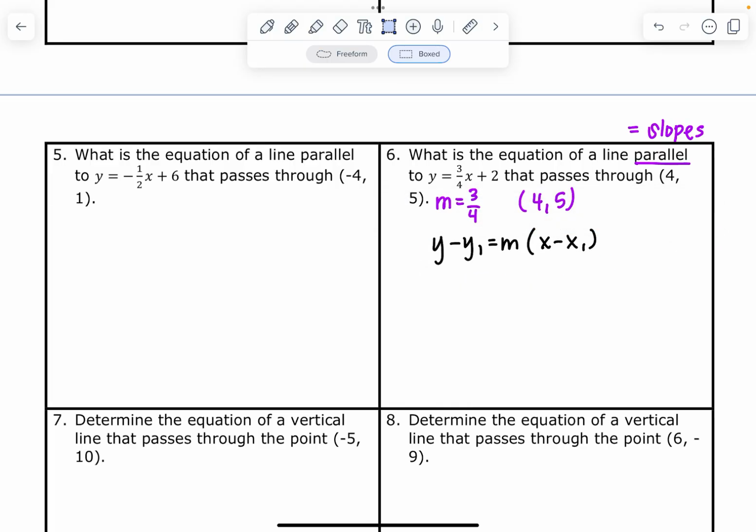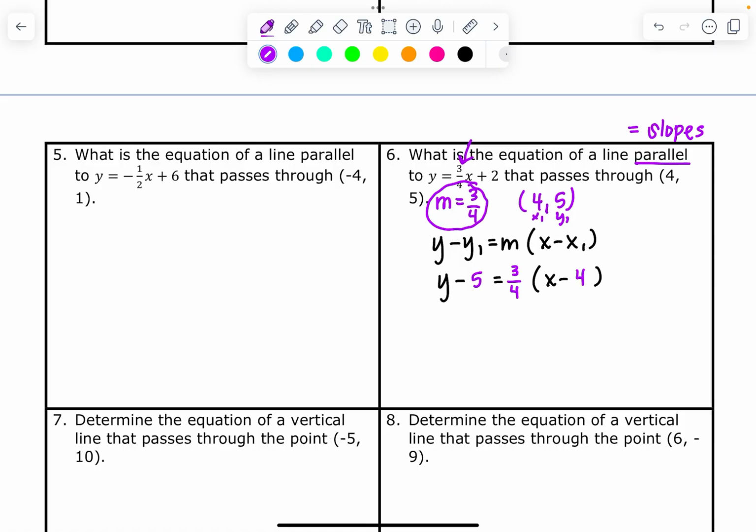And we're going to substitute. This is x1, this is y1. So I'm going to substitute for y1, m, and x1. y1 is 5, m is 3/4, and x1 is 4. So again, the slope was 3/4 because it needs to be equal to the original one since they're parallel. You could leave the answer like this. This answer is in point slope form. I'm going to go ahead and change it to slope intercept form, but you could leave it like that.